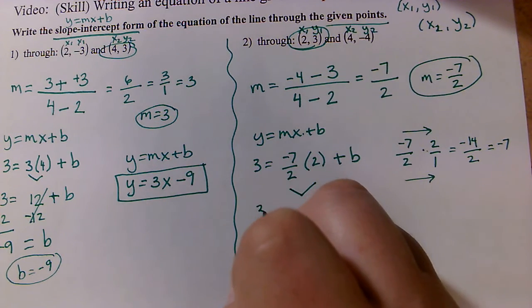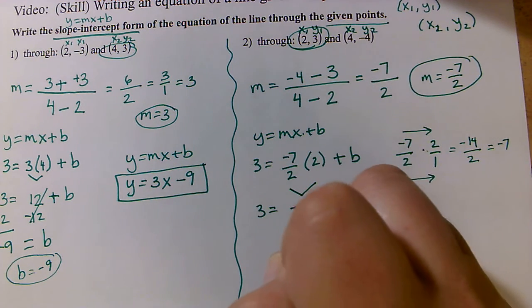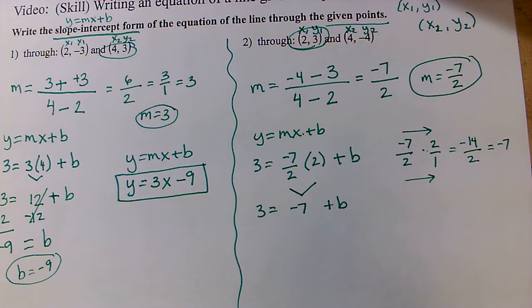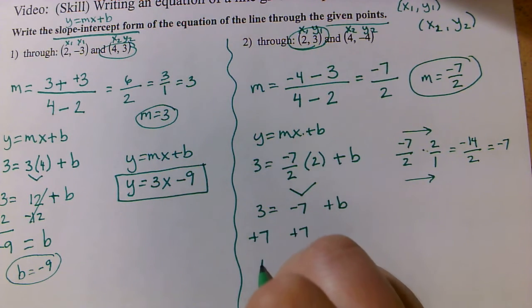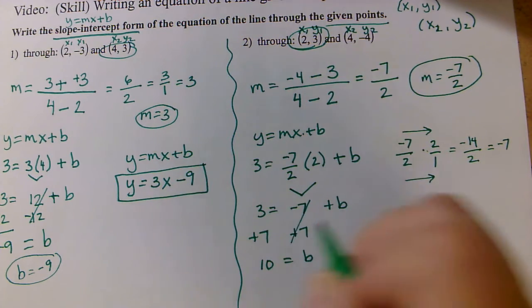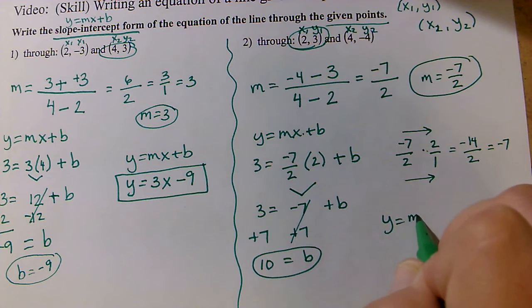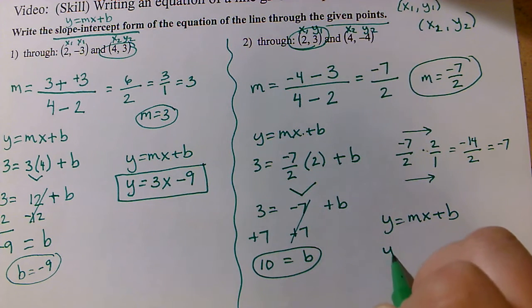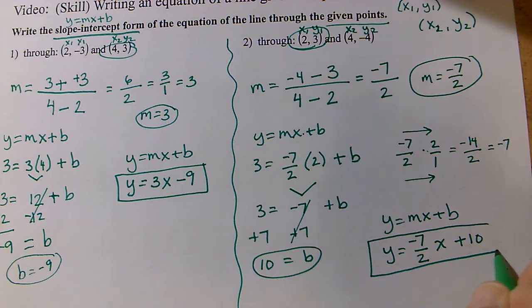And I end up with 3 equals, when I multiply these two together, we got negative 7. So it's going to be negative 7 plus b. We're going to do our inverse. We're going to add 7 to both sides. We're going to get 10 equals b. We're going to take that b and this m up here and write our equation, y equals mx plus b. y is going to equal m, which is negative 7 halves, times x, plus our b, which was 10, so plus 10. And there's our final answer. y equals negative 7 halves x plus 10.